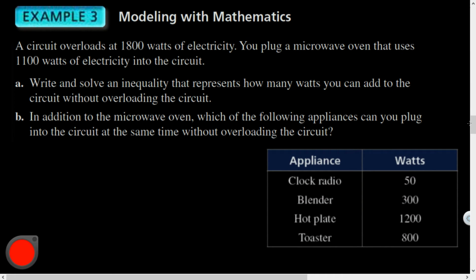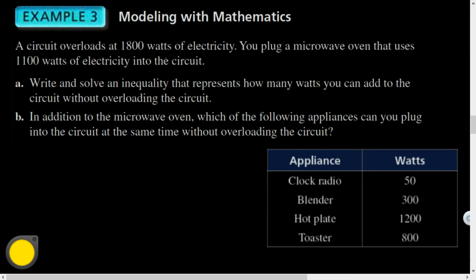A circuit overloads at 1800 watts. I used to actually want to change my gamer tag to 1.21 gigawatts. Spell watts that way. How classic would that be? That'd be the best gamer tag on Xbox Live. Also, it's a reference to Back to the Future.